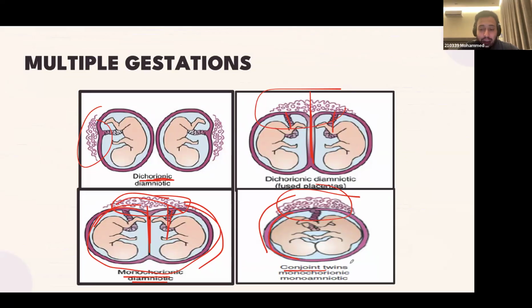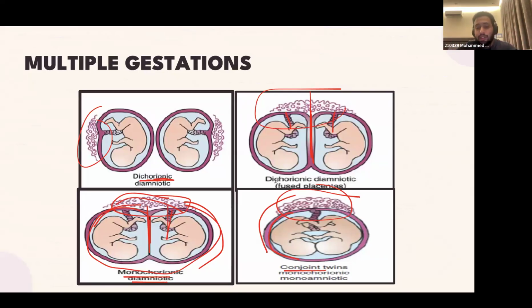Does this make sense to you guys? Because I myself was confused for a bit. Yes or no? Or do you want me to repeat this? Dichorionic, diamniotic. Again, it divides when it's around day 3. Earlier division, it'll separate more. So day 3, okay, around day 3. Or below day 5, if you want to remember that.